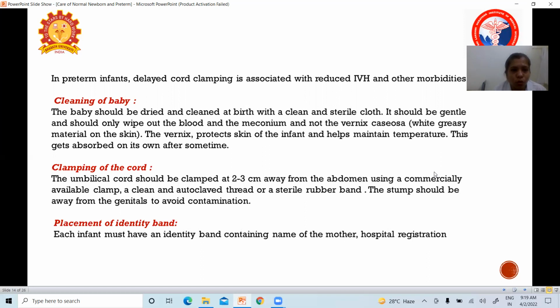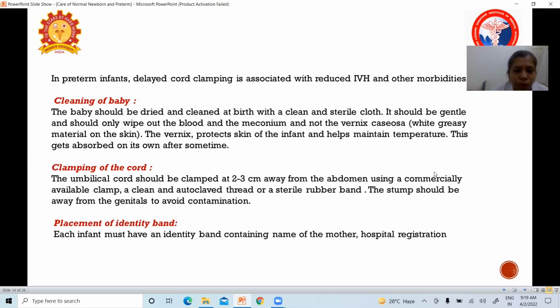Now, cleaning of the baby. Baby should be dried and cleaned at birth with a clean and sterile cloth, and it should be gentle. Only 2 or 3 wipes is enough to remove the blood and meconium. And we should be very careful to not remove the vernix caseosa, that is the white greasy material on the skin. This vernix is going to protect the skin of infant and help to maintain the temperature. It is going to be reabsorbed on its own after some time, within a day mostly. So we should be careful while cleaning the baby. Strokes should be gentle, 2 or 3 strokes, and only blood, amniotic fluid, and meconium should be cleaned. We should never attempt to clean the vernix caseosa. That is one good thing, one nature's advantage being given to the baby.